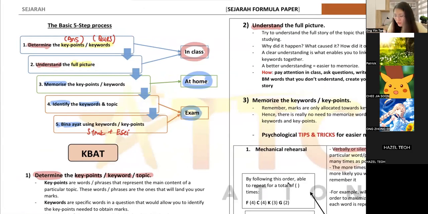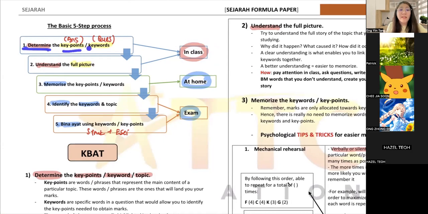I hope later during the 2 hours class, we're able to do these 2 baby steps. We make sure we're able to do these 2 steps. Number 1 is determine the key points and the keywords. For those who attended my normal class before, yes, I do mention this. This is the first step you need to do when you study Sejarah, when you feel lost or feel it's very difficult to memorize the points. So you just refer to this step number 1.